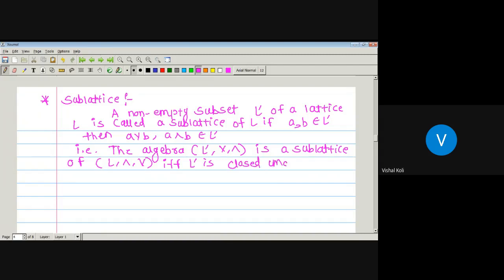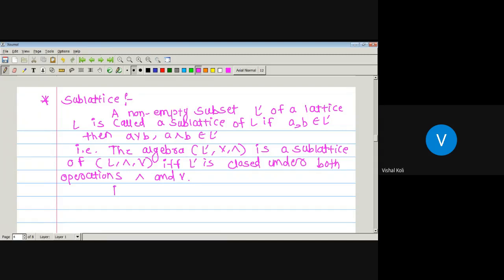Closed under both operations meet and join. Any non-empty subset L dash of a lattice L is said to be a sublattice of L if it is closed under both the operations meet and join. Closed under both operations means if we take any two elements A and B from L dash, then A meet B belongs to L dash and A join B belongs to L dash.